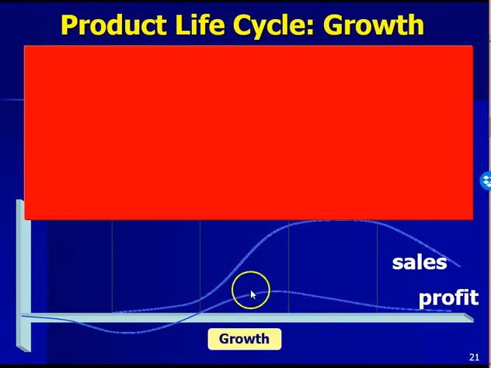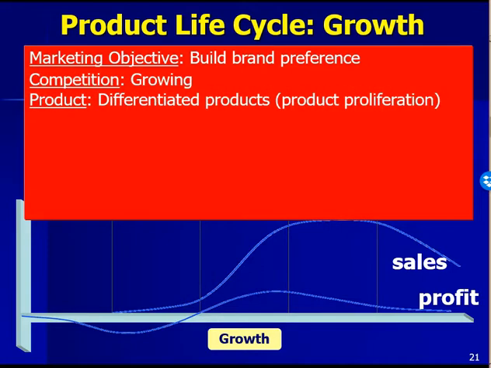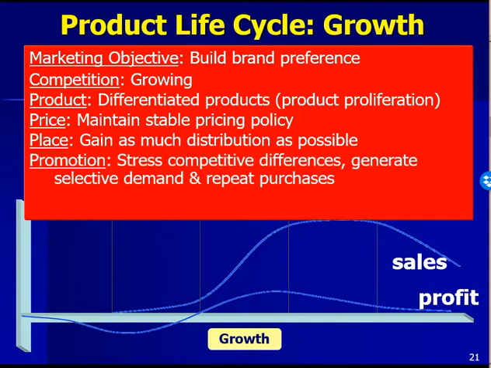Now, in the growth stage, what is happening is that we're seeing competitors arrive. And so because competitors are arriving, here we want to start differentiating our products. So if we have different product versions or different features, we might start introducing those. In terms of pricing, we want to maintain a stable pricing policy during the growth stage. And our goal is to gain as much distribution as possible.